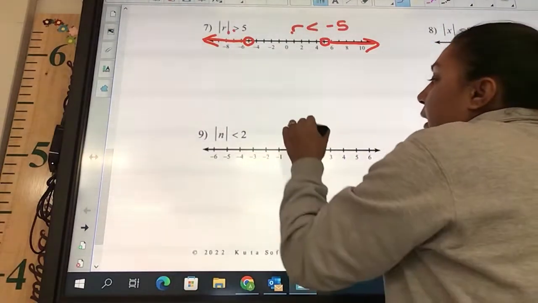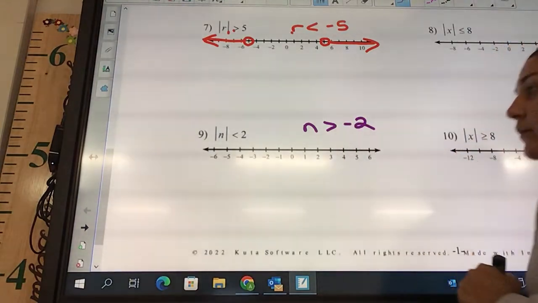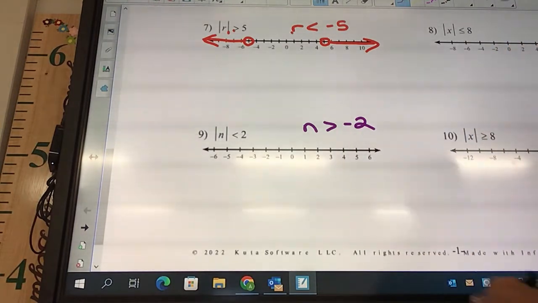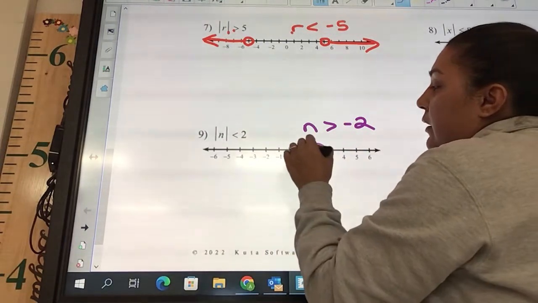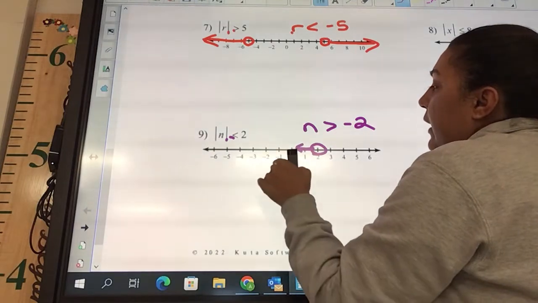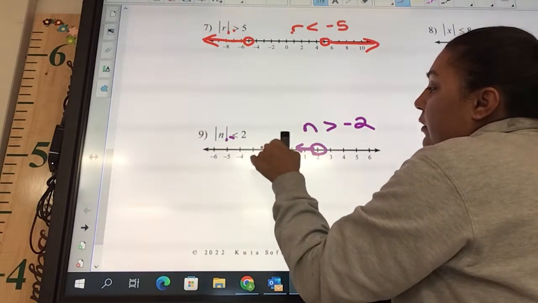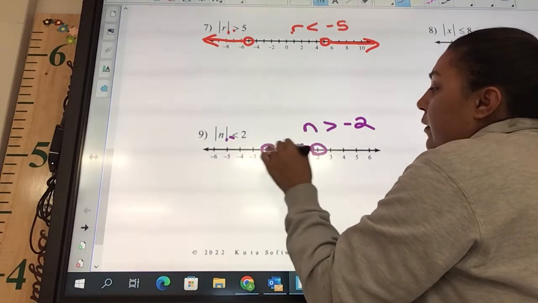On the -5, it's going to be open, R is smaller. Okay, 9, we got N, flip it, and make it a negative. On the 2 it's going to be open, and it's less. So N is smaller, so it's going to be going this way. And on the other 2 it's going to be open, and N is bigger, so that's going to be shaded in between.